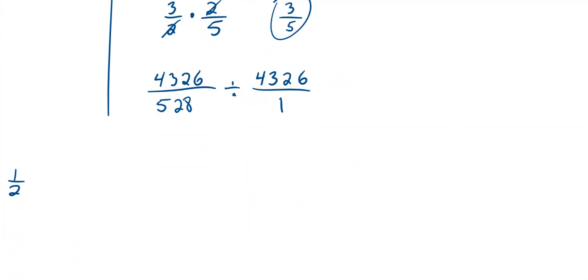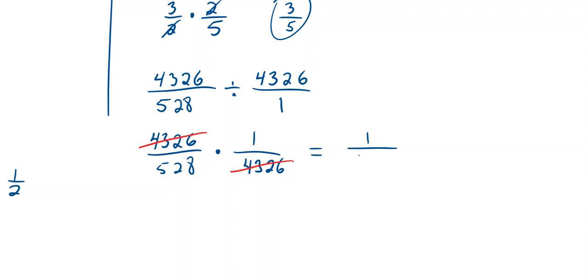This is an example where, if you would do it the original way, where you just go straight across, it's gonna be a big number, right? And you can't do it in your head. This one we can do in our head. So let's stick with the rule. Just write this one down again: 4,326 over 528, and then we change this to multiplication. We flip that upside down, right? This is really 1 over 4,326. Do you guys see what can happen now? Cancels. So we end up with 1 over 528. Done. We did it in our head.